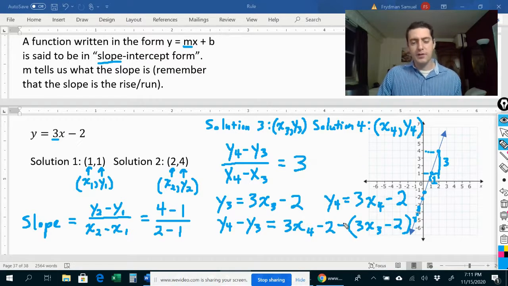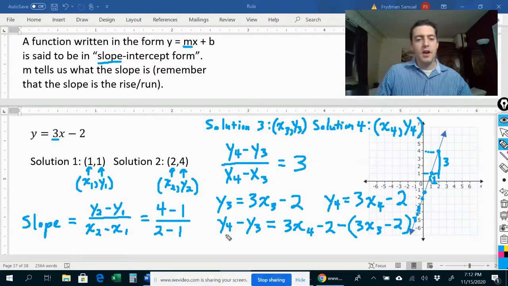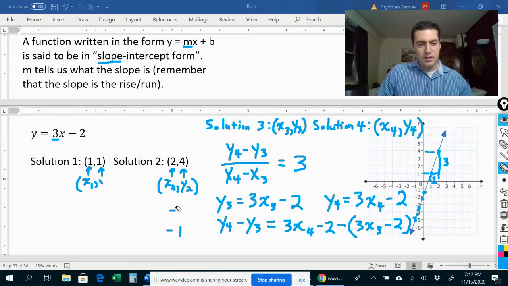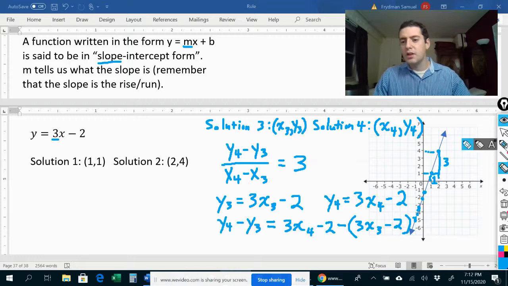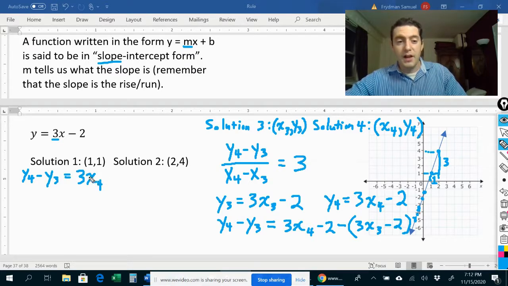And now we're going to fiddle around a little bit. I'm going to keep this the same for a while. I think I'm running a little bit out of space, so sorry, I have to erase you. Let me just rewrite this a little bit over here. So we have y4 minus y3 equals, this is going to stay the same, 3 times x4, which is the x value of solution 4, minus 2, and then now I have to distribute this minus sign here.